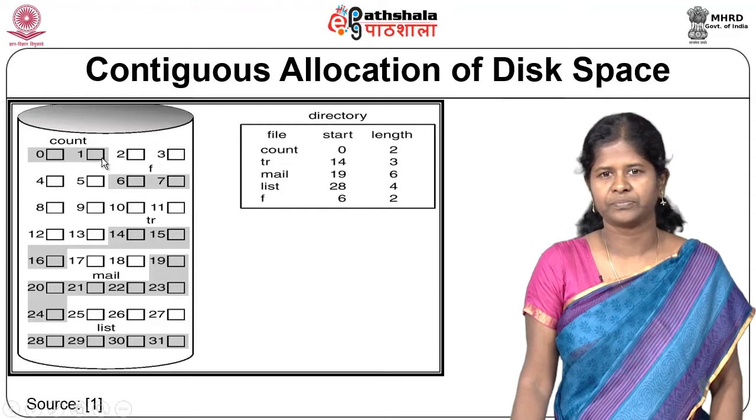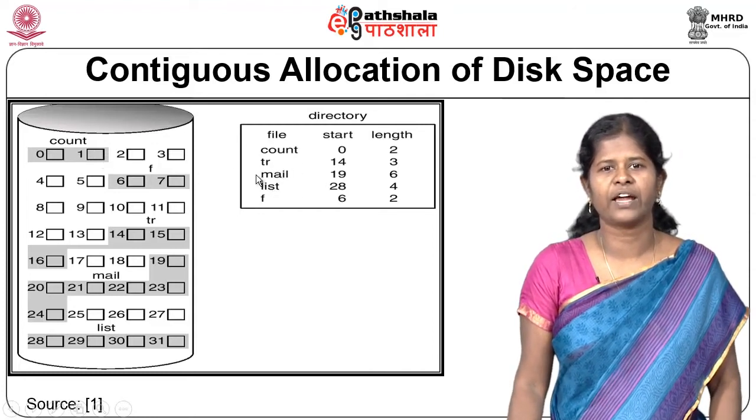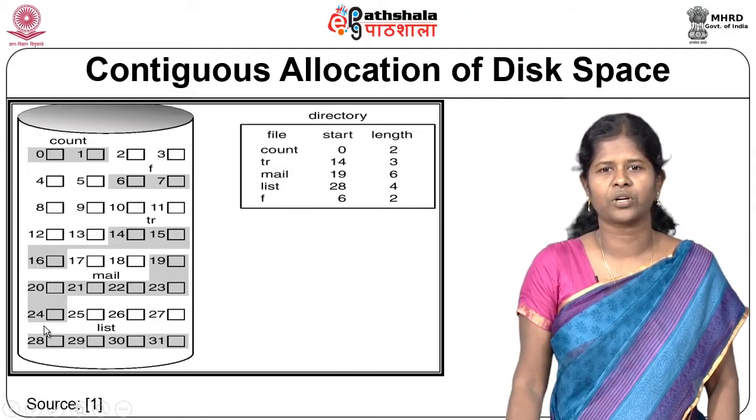So, it is easier. Suppose you want to do a direct access, say consider this file called mail which starts from disk block number 19 and goes till disk block number 24.